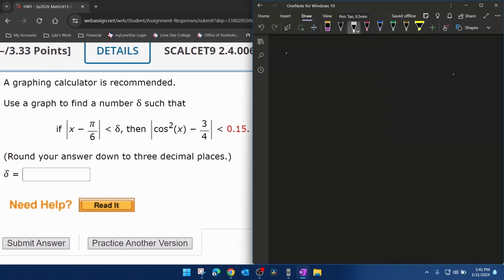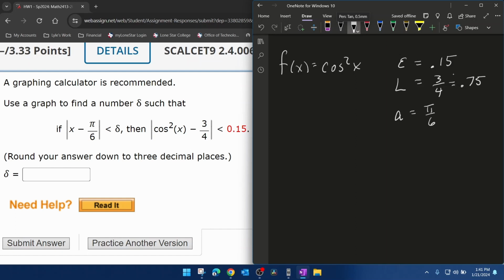All right, so here's what we know. We know that our function is cosine squared x. Our epsilon, the distance away from L, is 0.15. L is 3/4, which I'm going to go ahead and make a decimal, 0.75. And A is pi over 6. So this is just extrapolating some information from what they gave us.